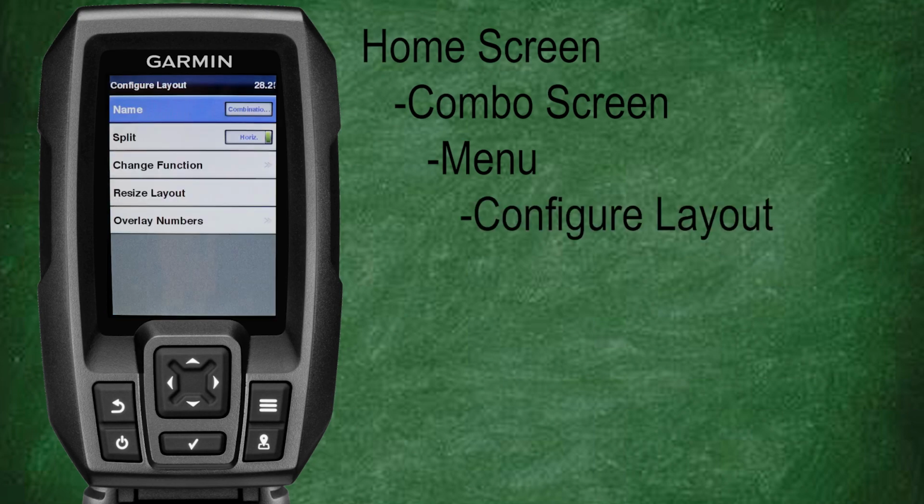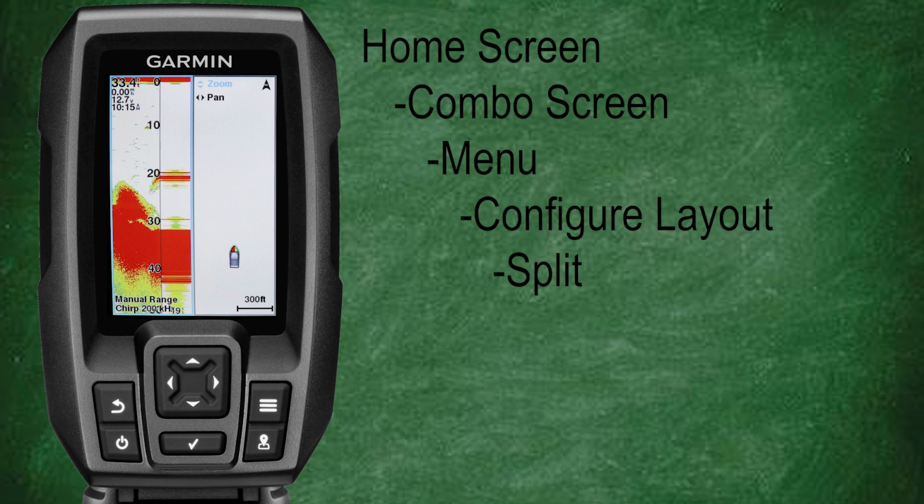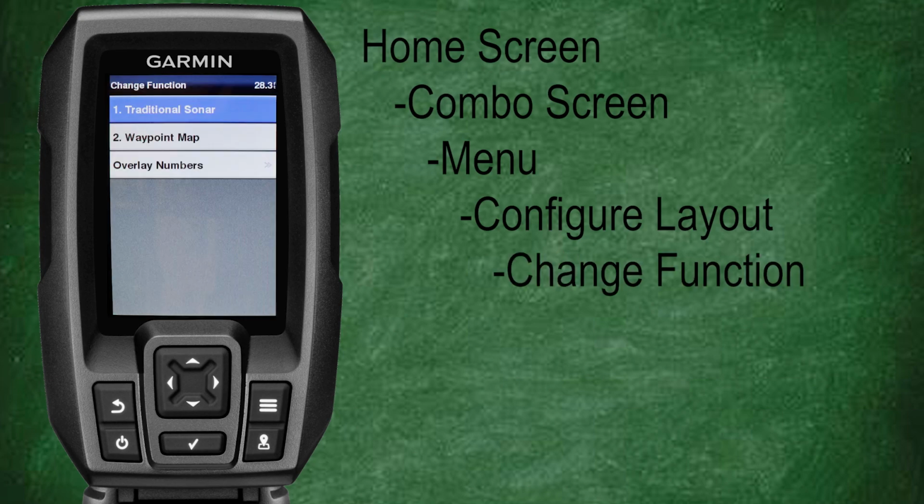Here we can change the name of our combo screen if we'd like. By selecting Split, we can change our screen between horizontal and vertical. Selecting Change Function allows us to change between different functions available on our combo screen. This is where we can change out our traditional sonar on our combo screen for other features if we wish, such as split frequency or the flasher.